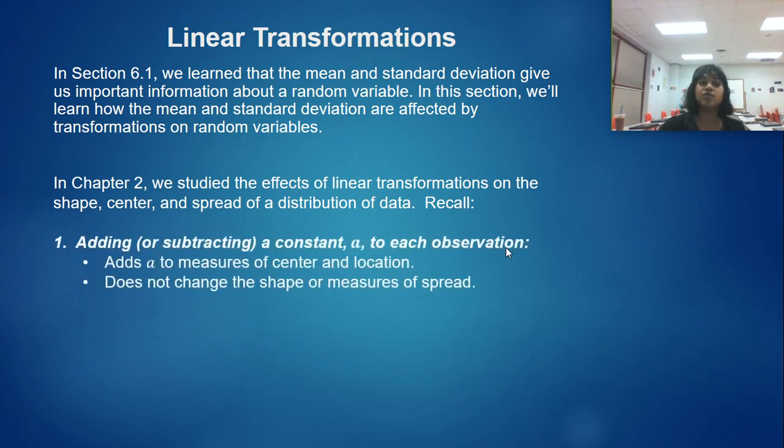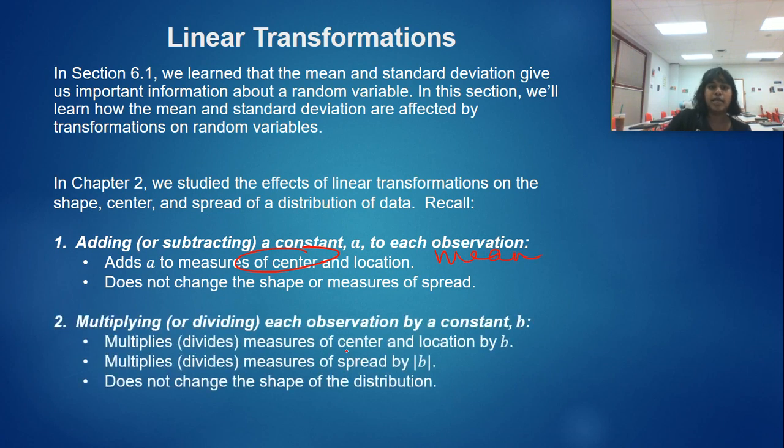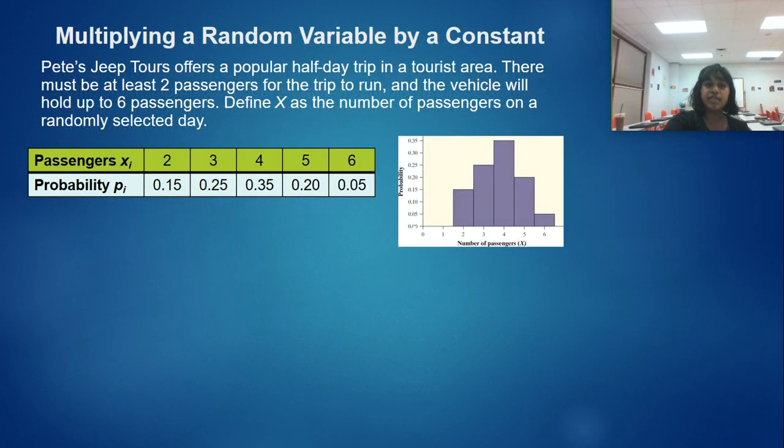So what happens when we add and subtract a constant to every observation? We're changing center, and today we're going to use that to change our mean. When we are multiplying and dividing, we're also changing center, or the mean for today's information, and we're also changing spread, which in this case will be our standard deviation. It does not change the shape. So let's just dive on in.